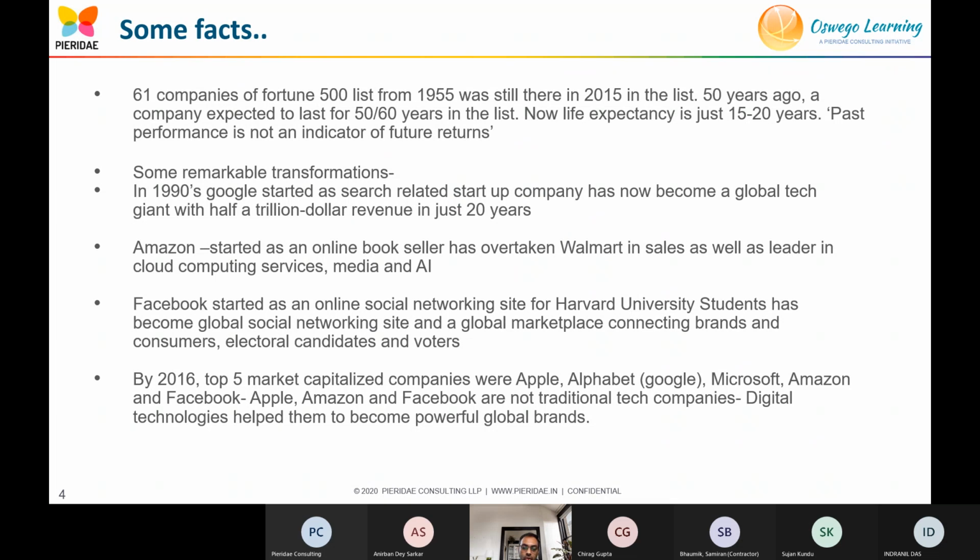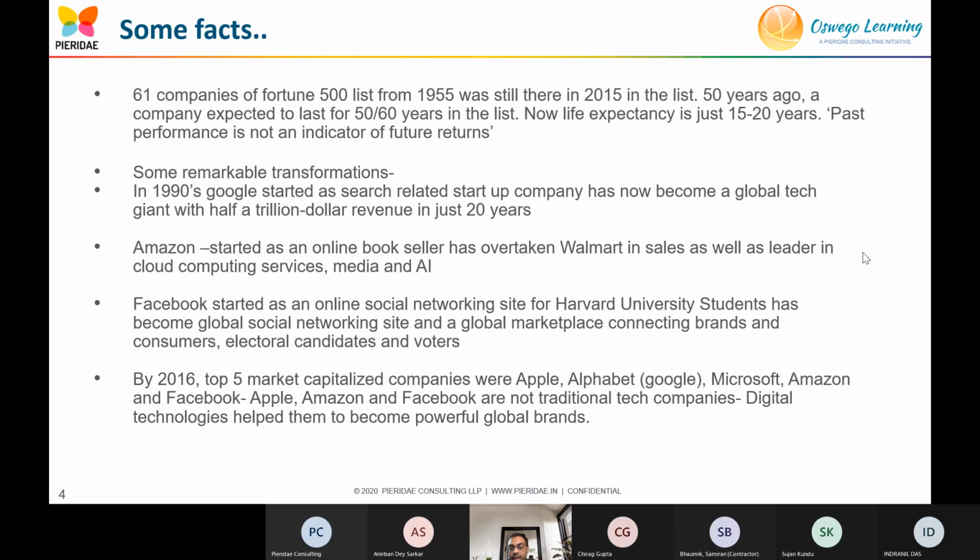Now if you go to NASDAQ and see the highest market capitalized companies, these are Apple, Alphabet, which is Google, Microsoft, Amazon, and Facebook. And three of them, Apple, Amazon, and Facebook, are not technology companies, right? Apple is not a technology company. It's a phone manufacturing company, laptop manufacturing company. Amazon is an online retailer. It's not a technology company. Facebook is again a social networking site. It's not a technology based company.